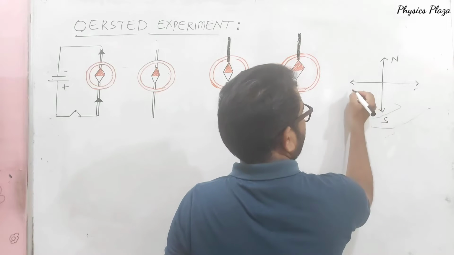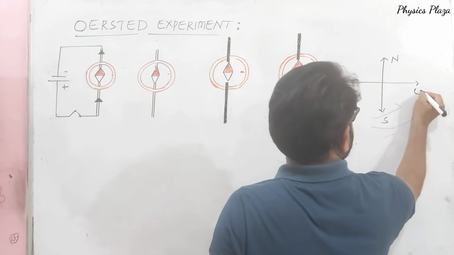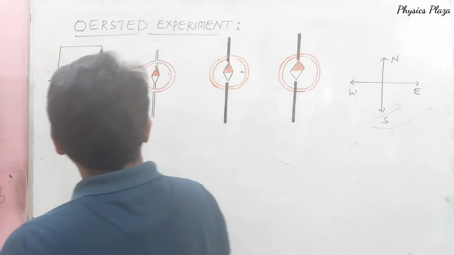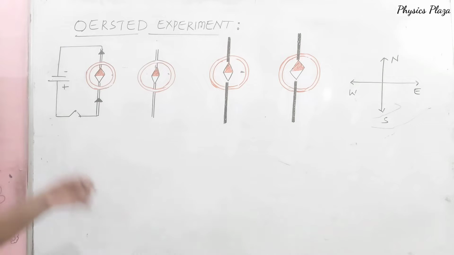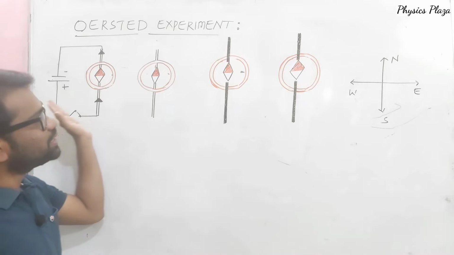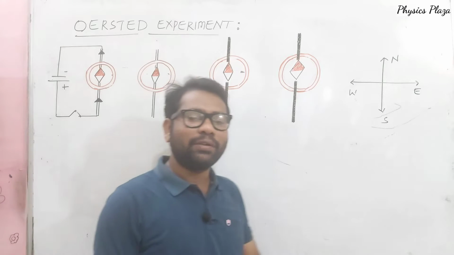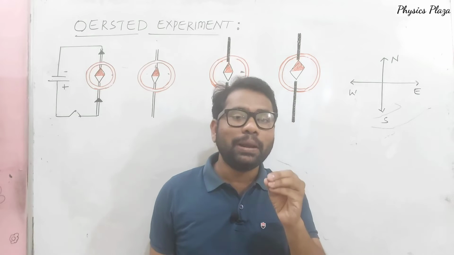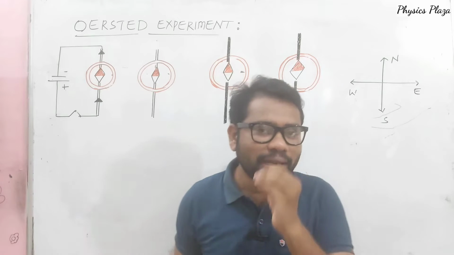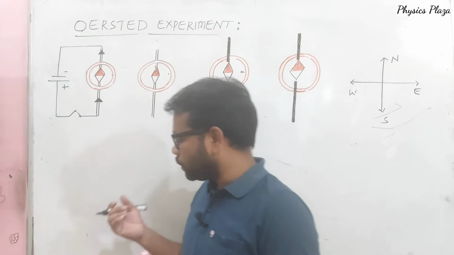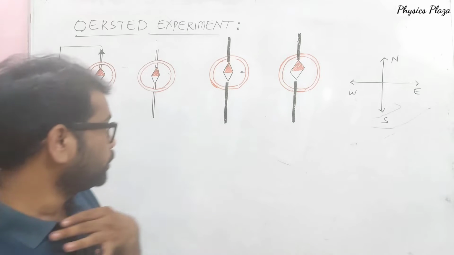So south, and here is west, and here is east. Now children, here let us have 4 cases. Here the diagram size is increasing, so it's not like that. We have taken 4 identical magnetic needles. Children, try to understand here. One important thing we first have to notice here.